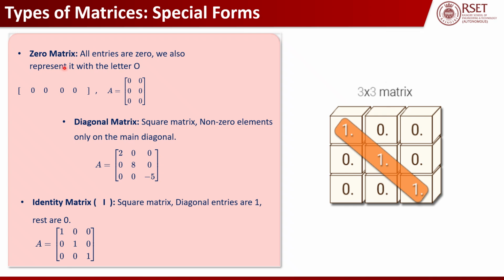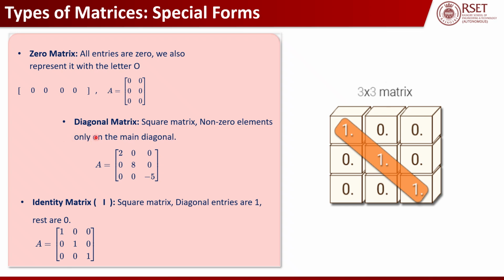The first one is the zero matrix. Here, dimension does not matter. All the entries, all the elements in the matrix will be zero, and we also denote it with the letter O. You can see that these two examples are zero matrices.